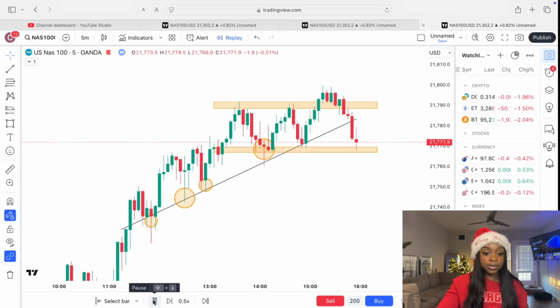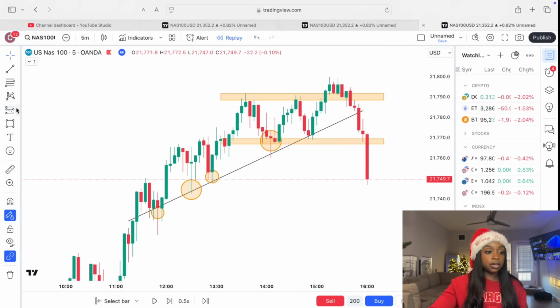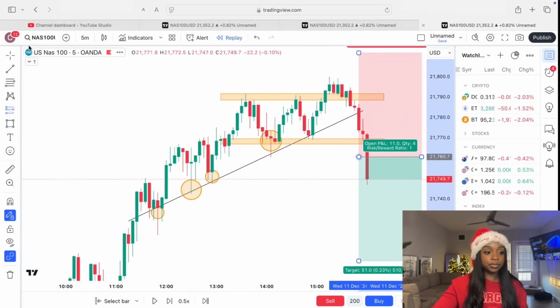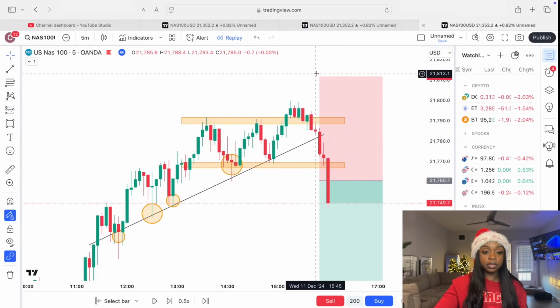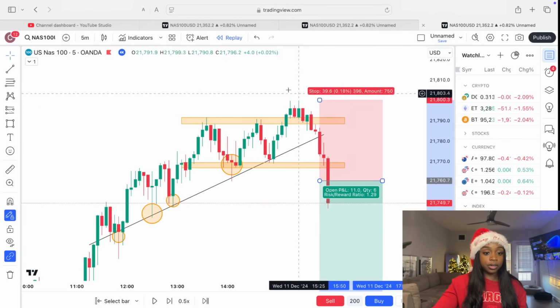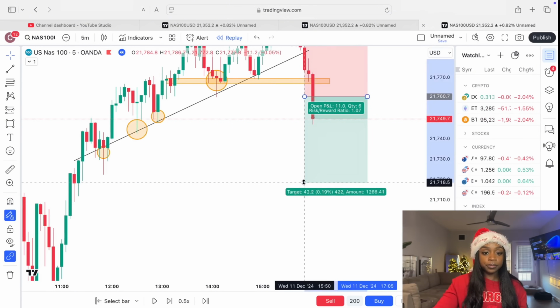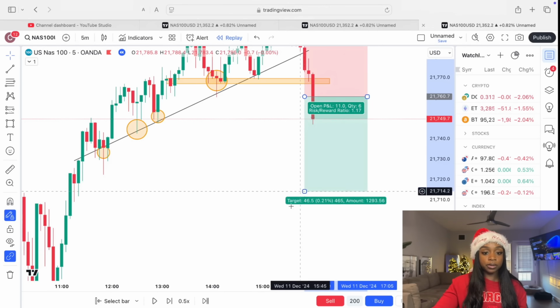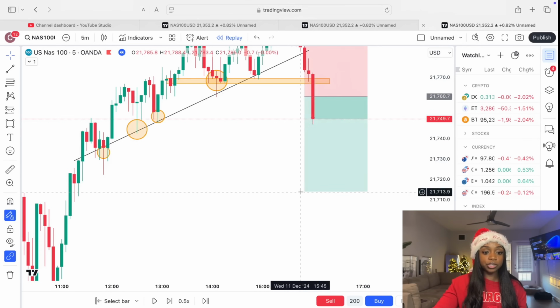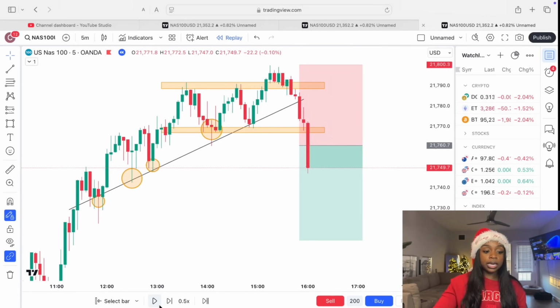So let's see what happens. Oh my goodness. Y'all see how we broke that? Definitely would have gotten in somewhere short in this area. Stop loss, it's going to be a lot wider. Okay? Going only for a 1-to-1. Let's be real, only going for a 1-to-1. I'm going to pull it down just a little bit because who knows where my entry would have been, but let's try to go for a 1-to-1, maybe a 1-to-2, and let's see what happens in this trade.